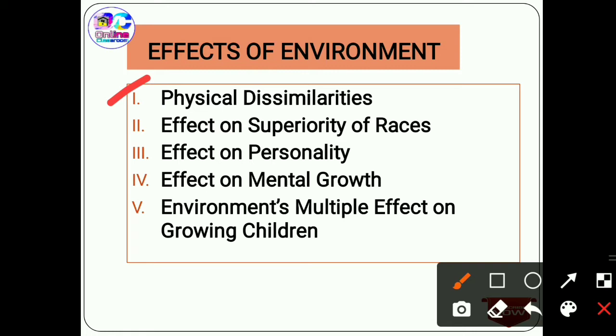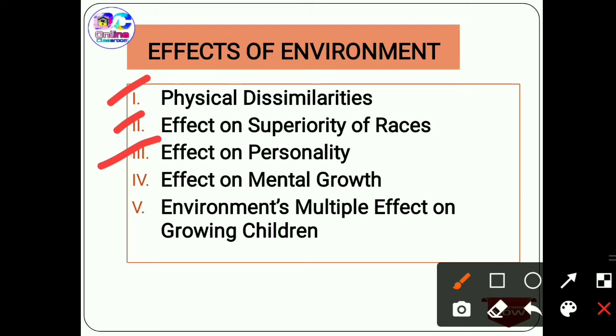Now the second one, which tells about the effect on the superiority of the race, is why the races are able to score better and are equipped with better intellectual, cultural and social development. The third one is the effect on the personality. Here the development and modulation depend on environment rather than the hereditary factors. Personality changes due to this difference in the environment.